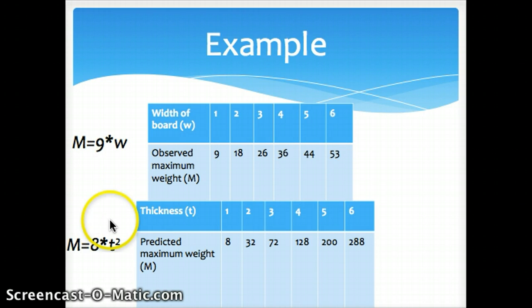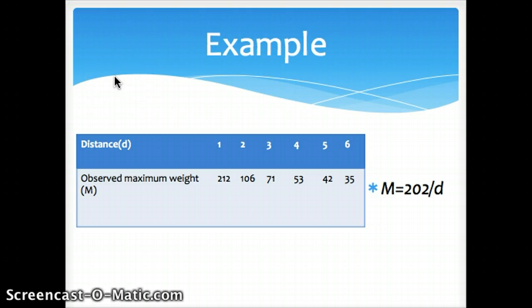In the second one, you can tell that it's also direct because as x increases, y also increases. And the equation would be m varies directly as the square of t with a constant of 8. Now, the third table they might give you will be inverse. And you can tell that this is because as x increases, y decreases. And this equation would be m varies inversely as d with a constant of 202.